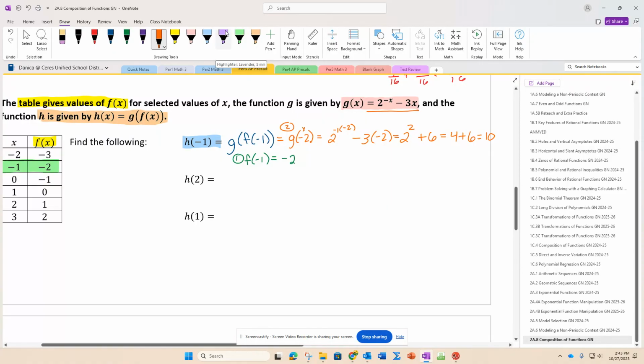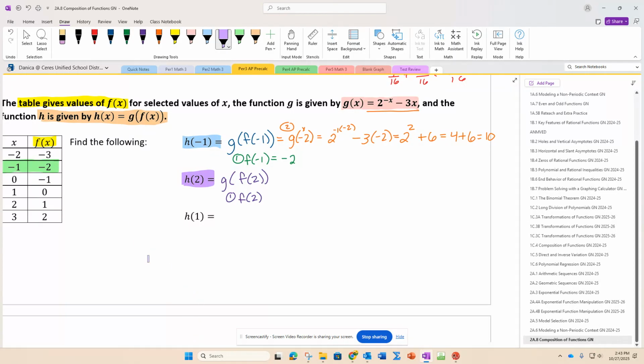All right, let's look at the next one. So h of 2. Again, the best thing to do first is to rewrite it in its composition notation. So this becomes g of f of 2. The first thing we're going to do is find f of 2. And so f of 2, the f of x function, is from our table. Over here we have f of 2, and our output is 1. So f of 2 is equal to 1.